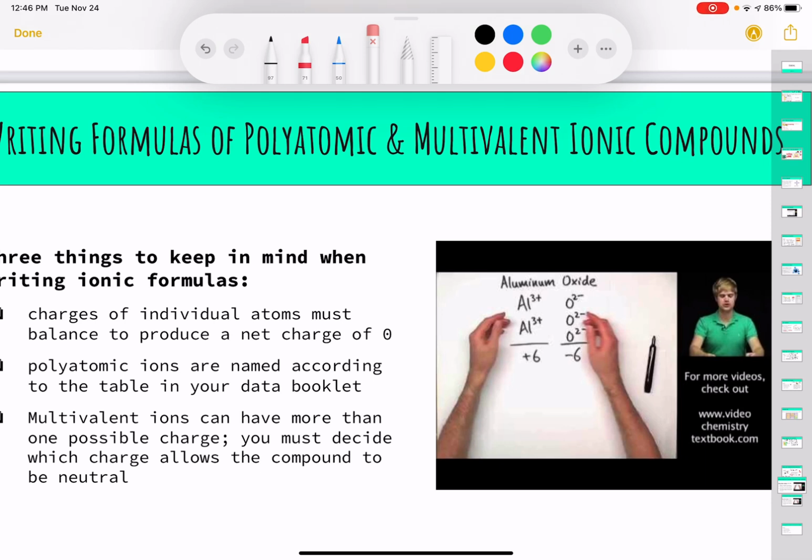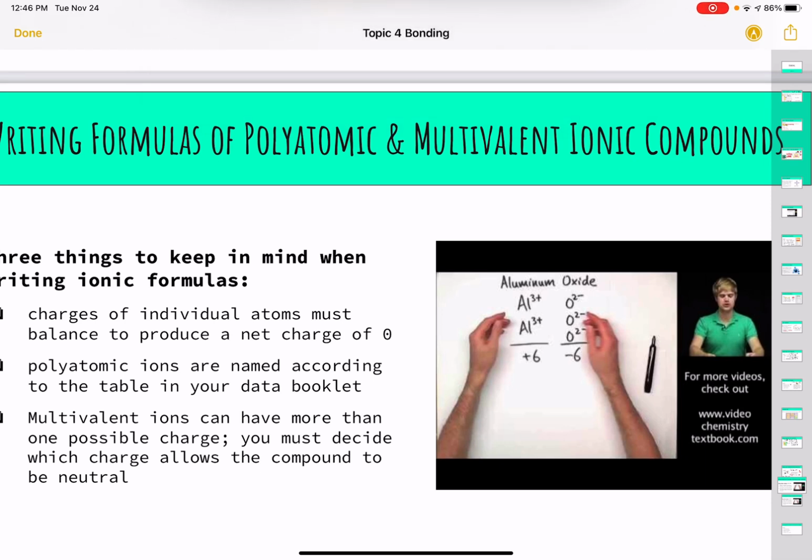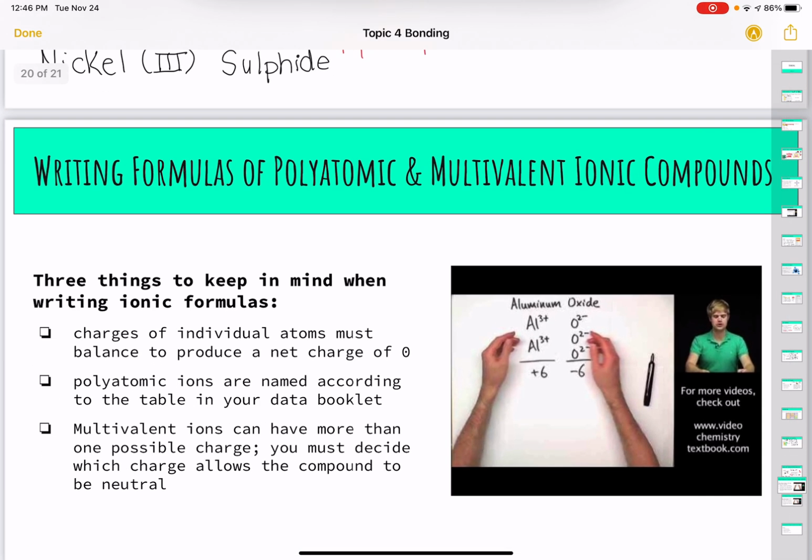All right, so moving on to the last part of this lesson, it's writing formulas of polyatomic and multivalent ionic compounds. So I guess they do this at the end. So 3 things to keep in mind when we're writing the formulas, as opposed to the names.